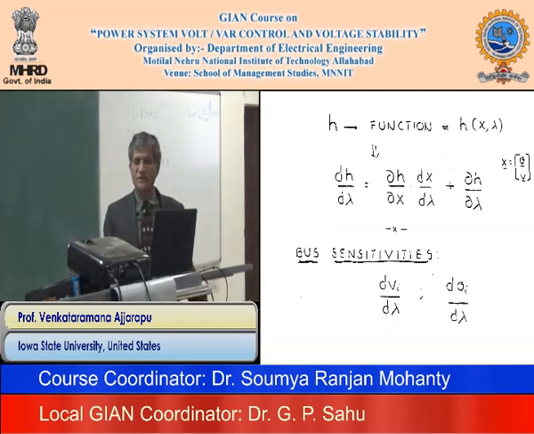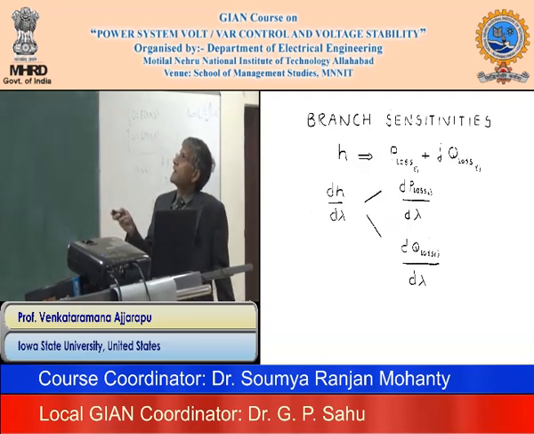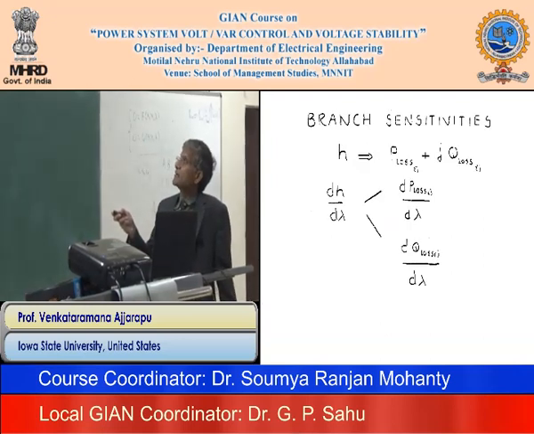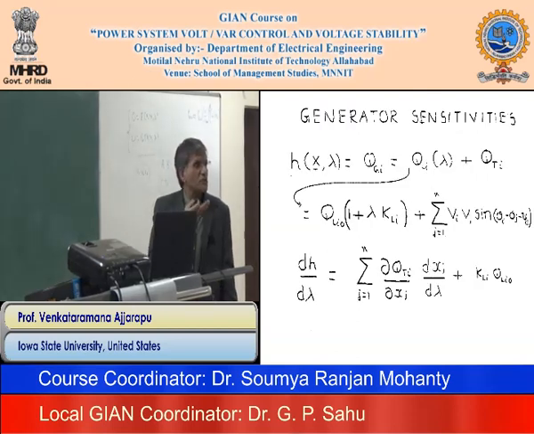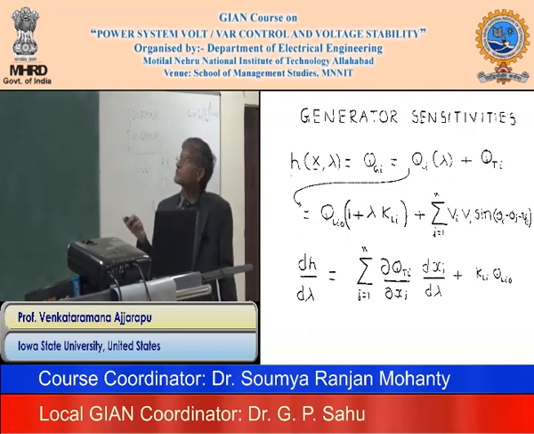And also generator sensitivity. I can define h(x, lambda) as QGi, and for QGi you have a function, right? When you solve the power flow, you have an expression for QG. So QLi is QLi0 times (1 plus lambda KLi). This is the load you are increasing. You have the expression, and dh by d lambda, now I can, this is the expression for this QGi.